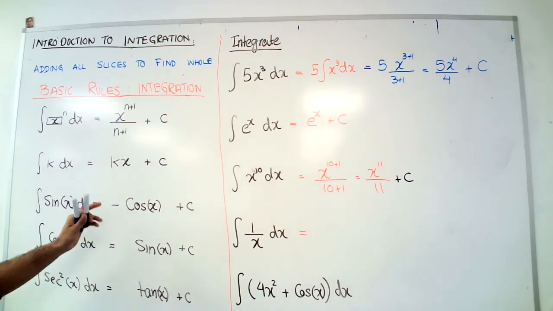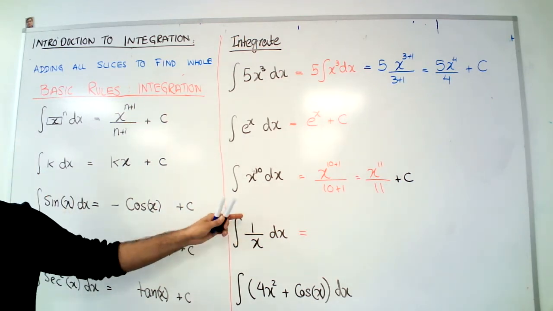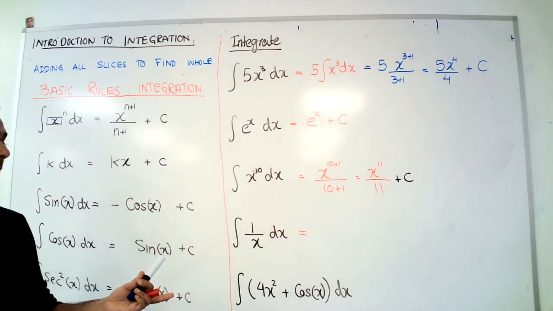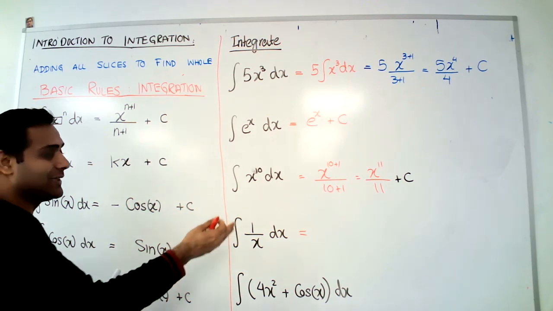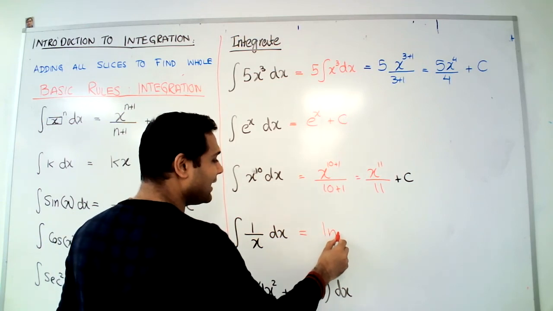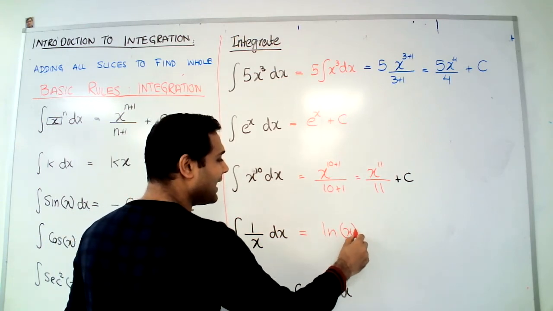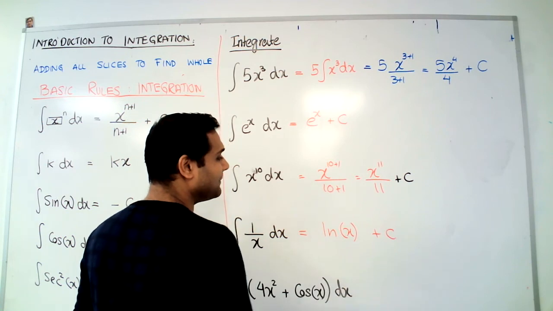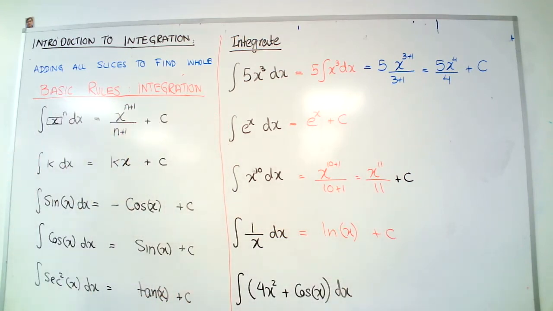Okay, this bit. If you remember, that is x to the minus 1, and you cannot do x to the minus 1 integral. So this is a special case. Always remember, if it's 1 over x, it's ln of x plus c, where c is a constant.